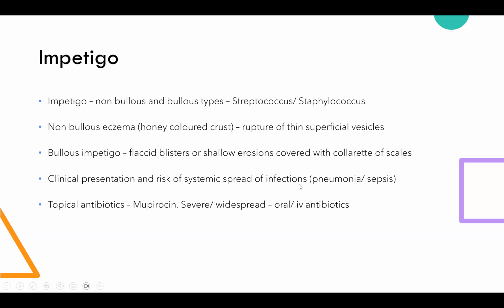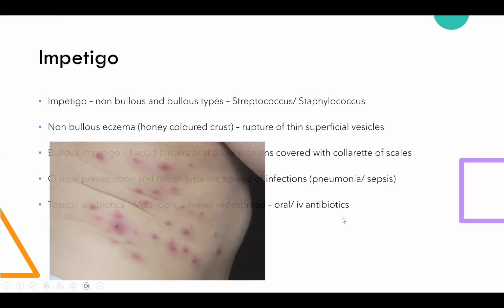Like, a baby can present with impetigo, but subsequently can develop MSSA sepsis or MRSA sepsis with pneumonia, osteomyelitis, or septic arthritis. Localized lesions are usually treated with mupirocin. However, if it is severe or widespread, oral or IV antibiotics may be needed.